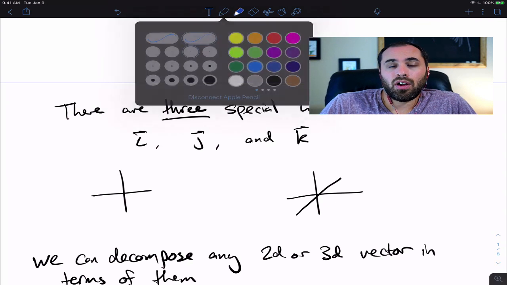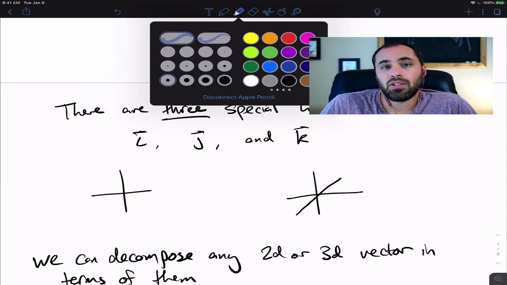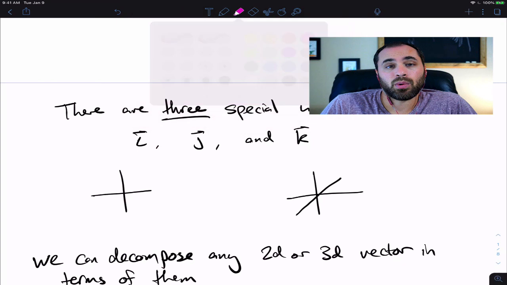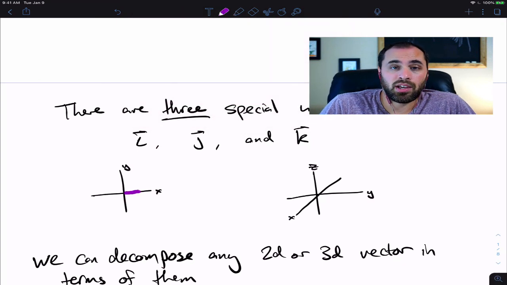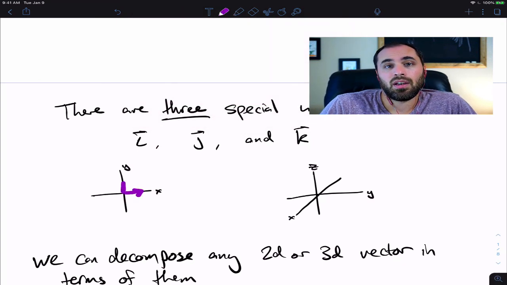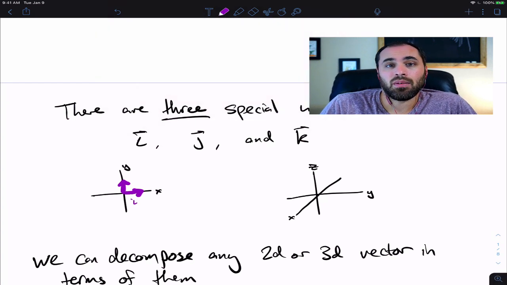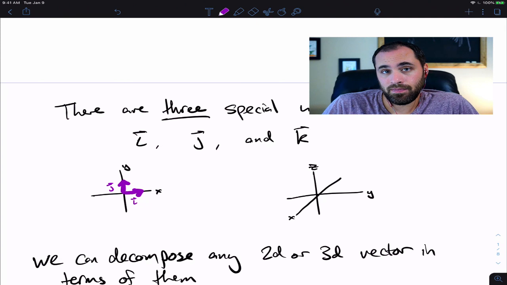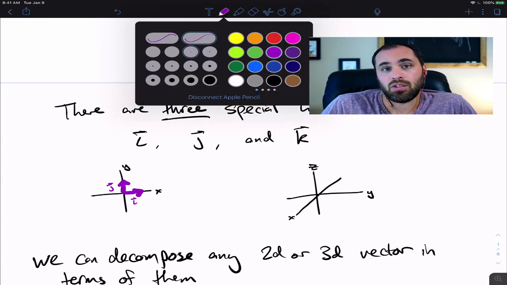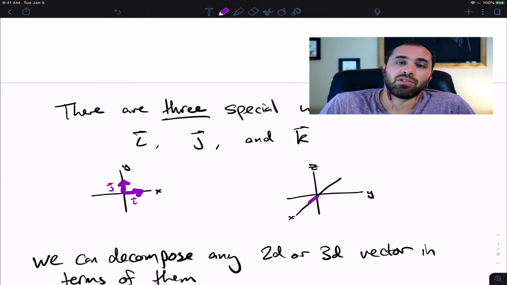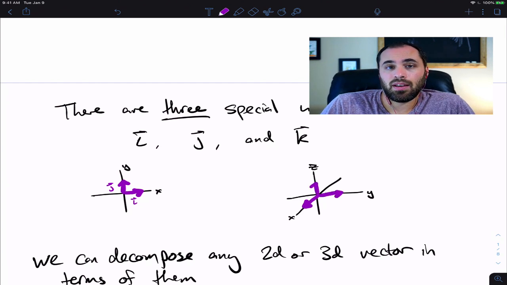And there are 3 special unit vectors. On the worksheet we only saw 2. We talked about i and j that point in the x and the y directions, but we'll add to the mix k. So we call them unit vectors because they have a magnitude of 1. And so in the x direction, in the y direction, and the z direction, we have 1 for each of those: i, j, and k.